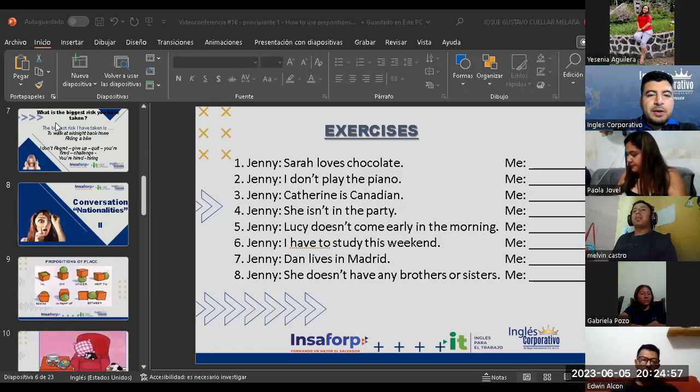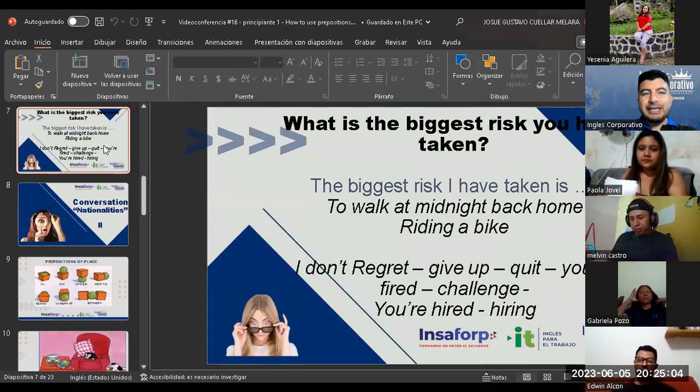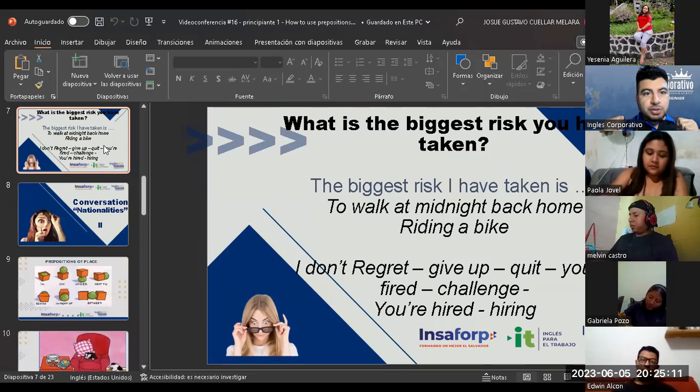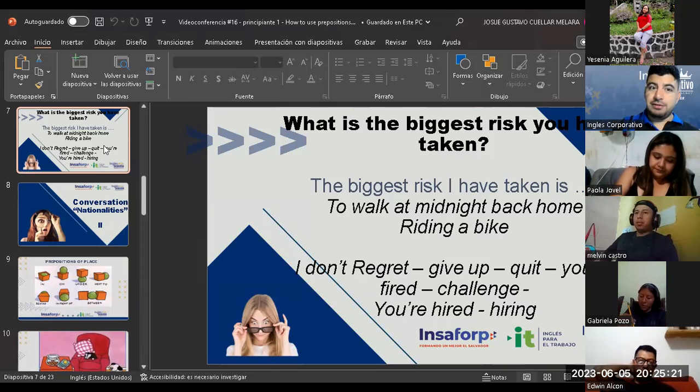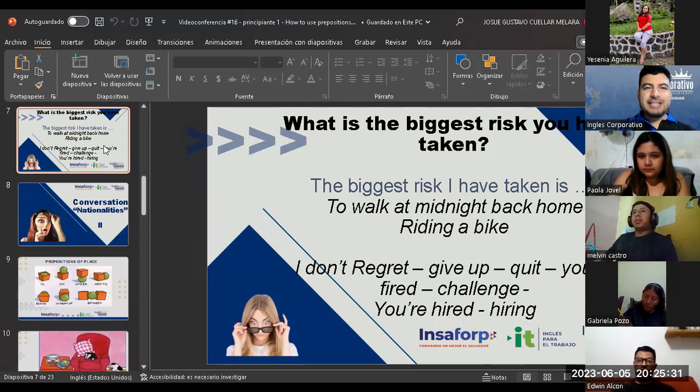What is the biggest risk you have taken in life? You take decisions. And that is similar to take risks because we have decisions. We have 2 or 3 options. And some elections or choices, algunas elecciones, are not easy. They are very difficult. So we have to risk ourselves. So the answer is like this. The biggest risk I have taken is el mayor o el más grande riesgo que yo he tomado es, the biggest risk I have taken is, and then you say it.